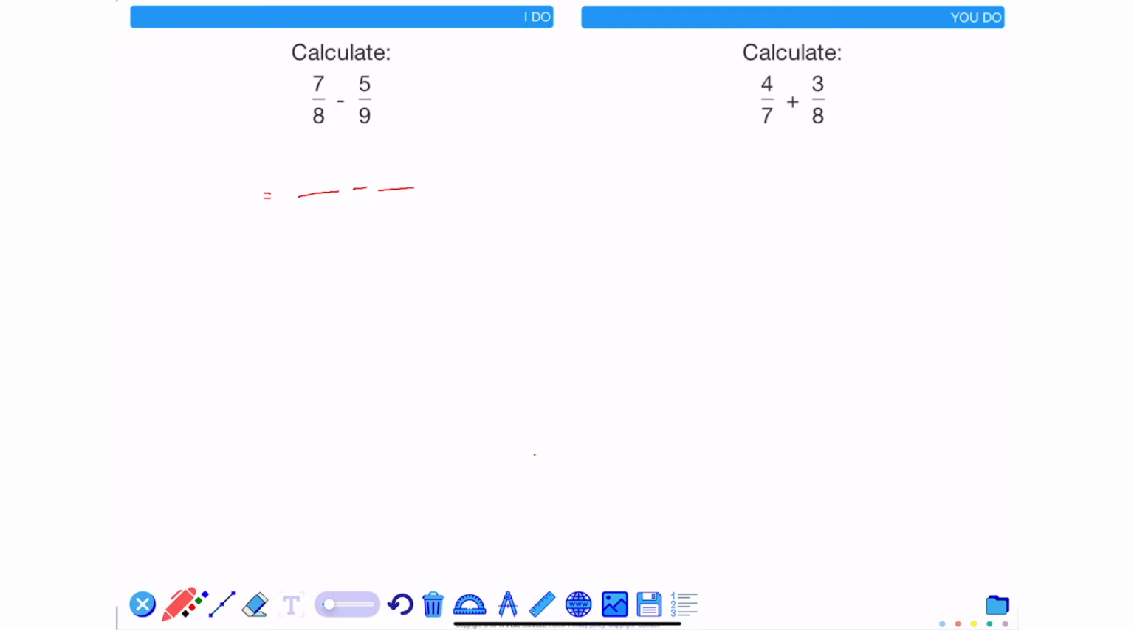In order to make the denominators the same, we are after the lowest common multiple of 8 and 9. The lowest number in the 8 and 9 times table that is common to both is 72.